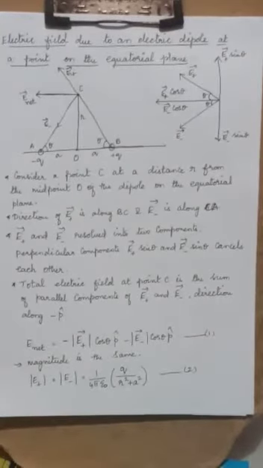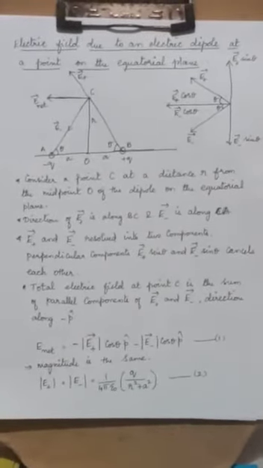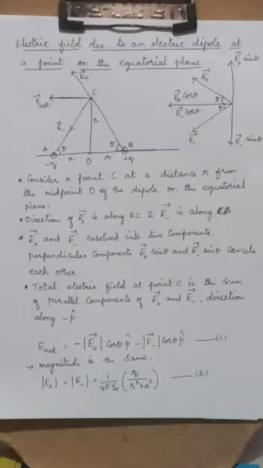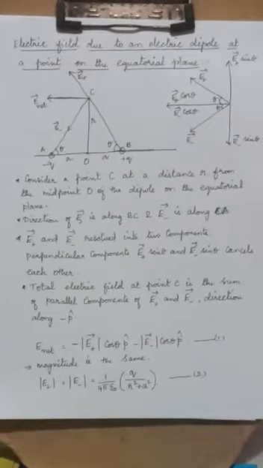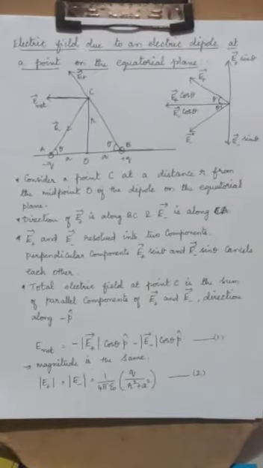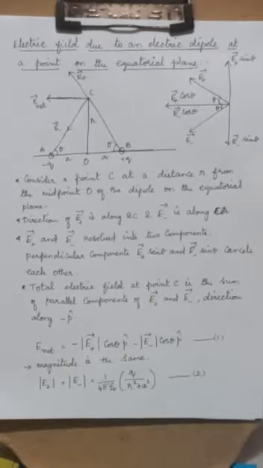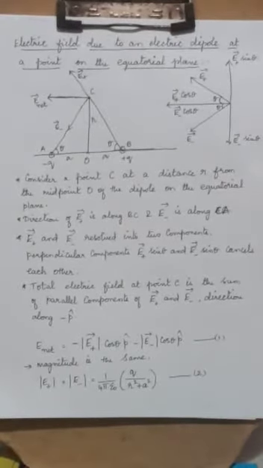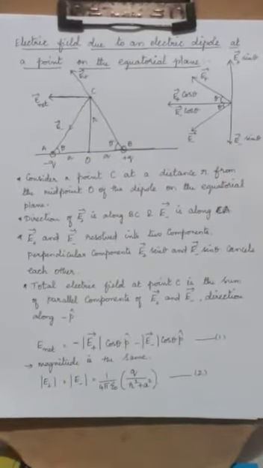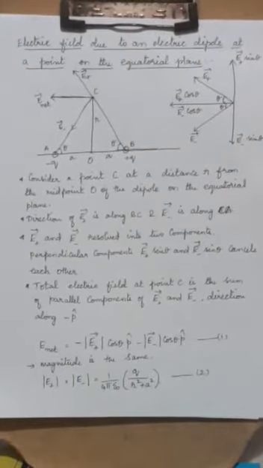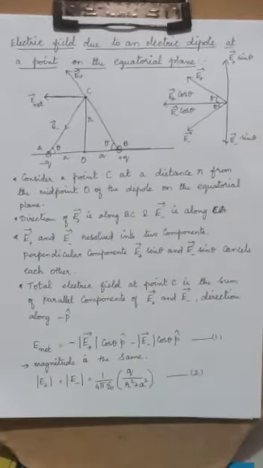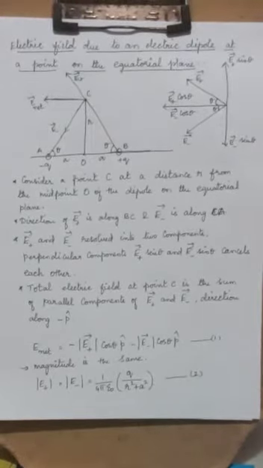So what we learned in the earlier class was the electric field due to an electric dipole at a point on the axial line. What you derived was that it is equal to 1 by 4 pi epsilon naught into 2p by r cube. Basically you get this because earlier we studied E is equal to 1 by 4 pi epsilon naught into q by r square, so based on that you get the result.